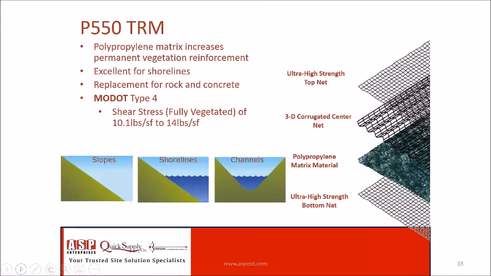The top and bottom net are all the heaviest duty nets that they offer, still dramatically crimped center netting. And all components of it are meant to stay there throughout to reinforce the grass and the roots.